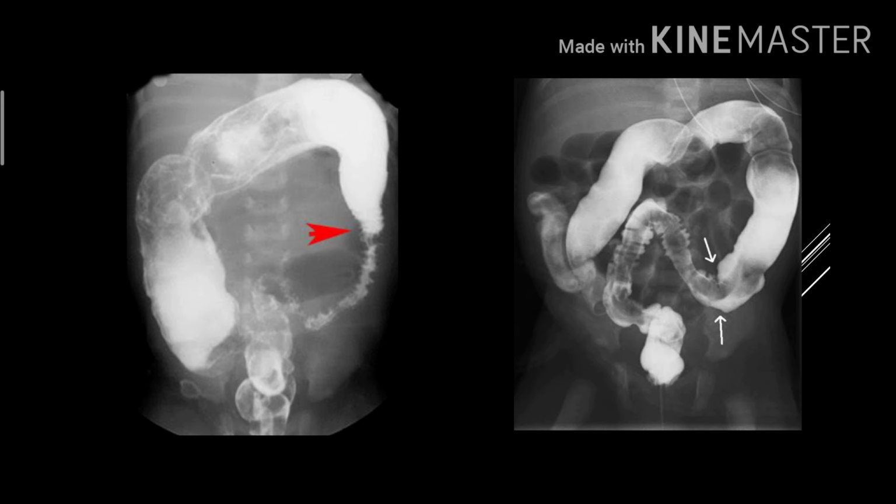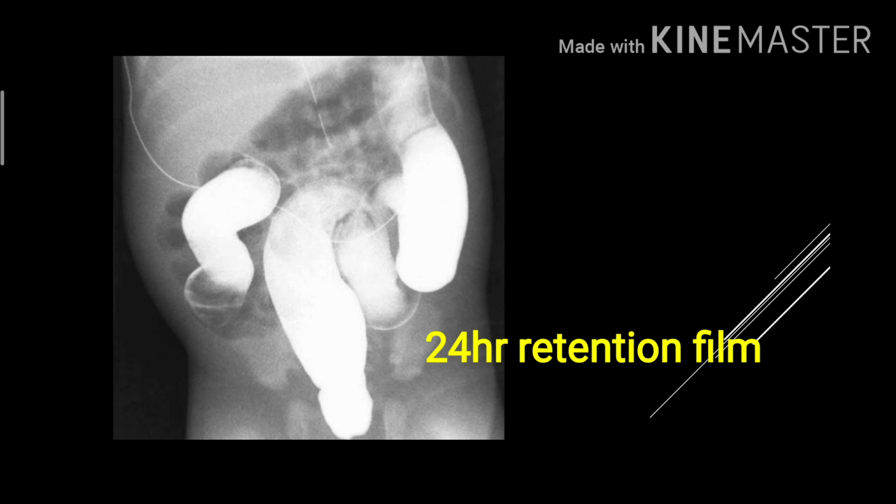Now, in certain cases, we will not be able to clearly delineate the transition zone, but there will be some amount of distension and dilatation of the bowel. So in order to see whether the function of the bowel is normal, whether the bowel is excreting this contrast, we repeat the X-ray after 24 hours. That is our 24-hour retention film. What do we normally expect in a 24-hour retention film? We expect that the barium is passed and we expect a near clear film after 24 hours.